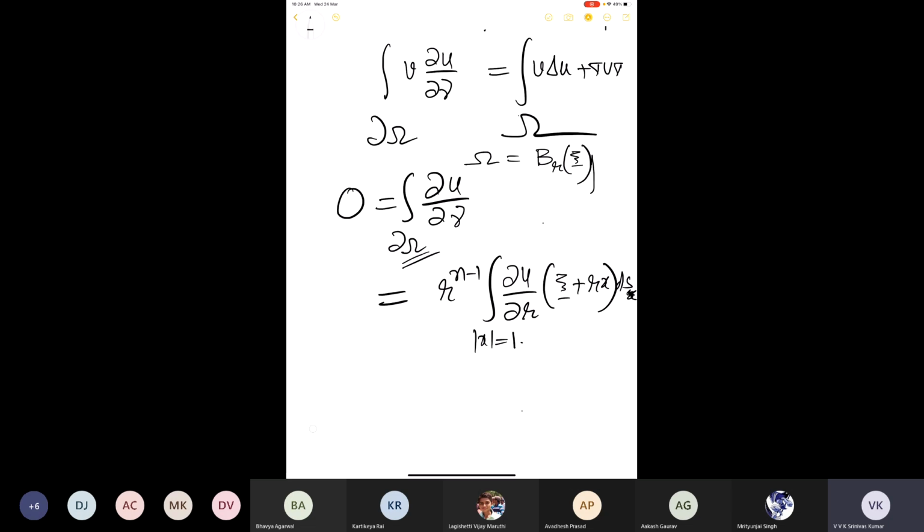Now apply the mean value theorem. This is equal to the mean value over the sphere of radius r. Now bring the differentiation outside. So what we have is the differentiation brought outside.